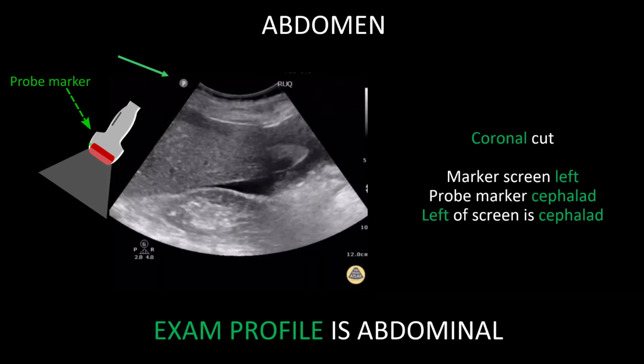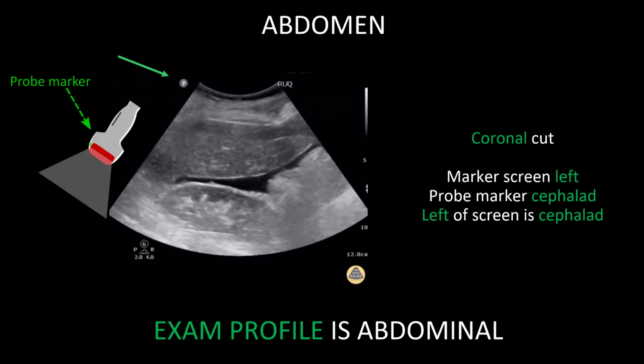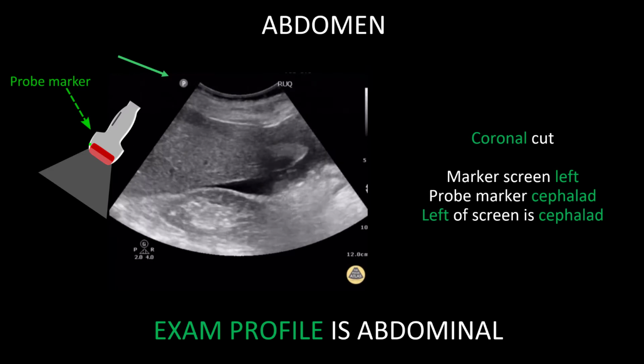The abdominal orientation is generally going to be a coronal cut. The probe marker should be directed towards the head of the patient. The screen marker will be by convention on the left, as the machine should be in the abdominal profile.